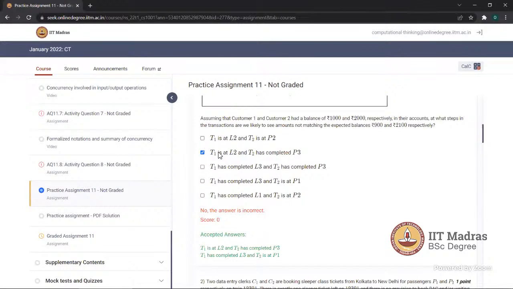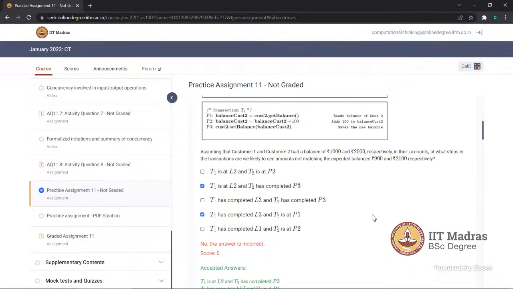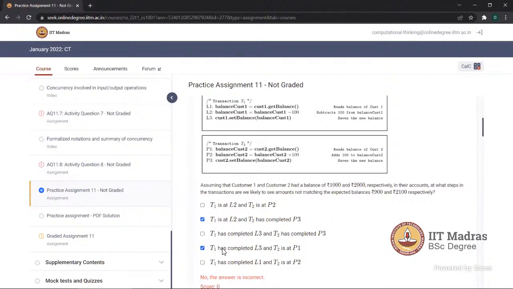Now let me remove this. This one is the correct answer, and the fourth option, T1 has completed L3 and T2 is at P1, the one I was not very sure of. Both the partial matching ones are actually correct. Why? I will tell you now. Because in both these cases, you have set the balance.